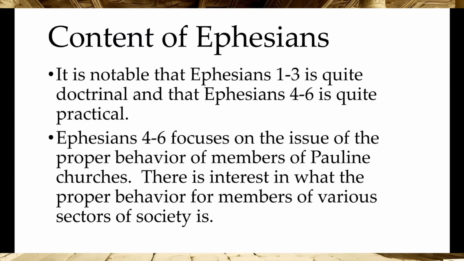It's notable that Ephesians 1 through 3, the first 3 chapters, are very doctrinal, and Ephesians 4 through 6 is quite practical. And that means that Ephesians is structured in a different way than the letters of Paul that we don't have problems with. Ephesians 4 through 6 focuses on the issue of proper behavior of members of Pauline churches. There's interest in what the proper behavior for members of various sectors of society is. And you do, of course, have the household rules.